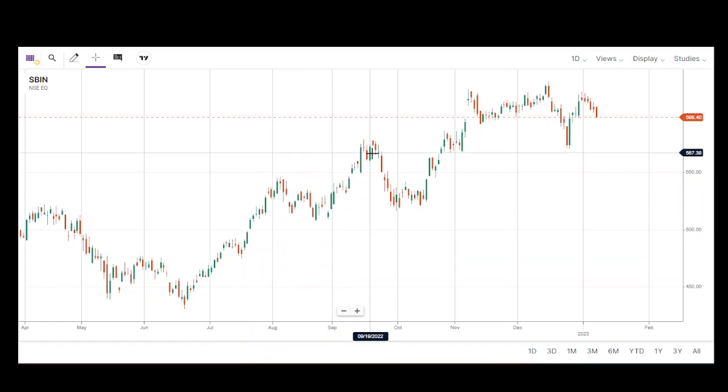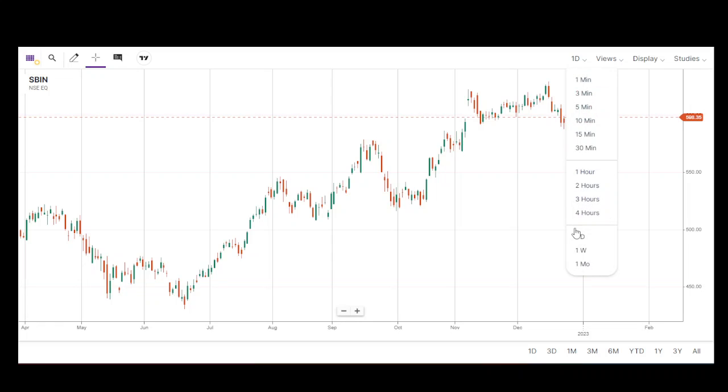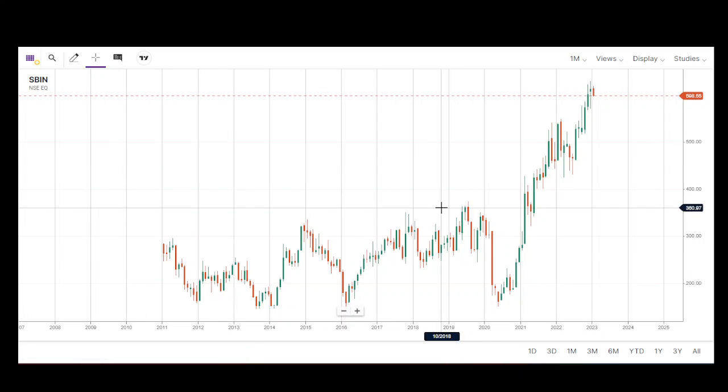The prices are increasing. Okay, in between, if you take only this time frame, the price is decreasing. If you take the time frame from here to here, the price is increasing. It depends on what time frame you are seeing. Let's say I'm seeing the 1 month time frame.